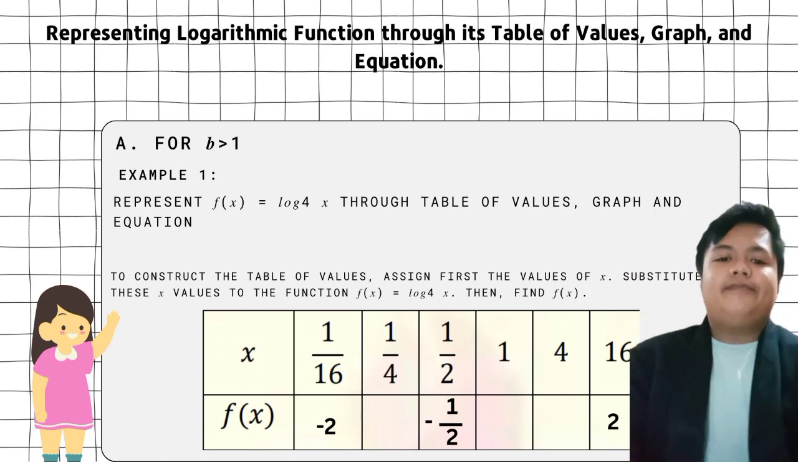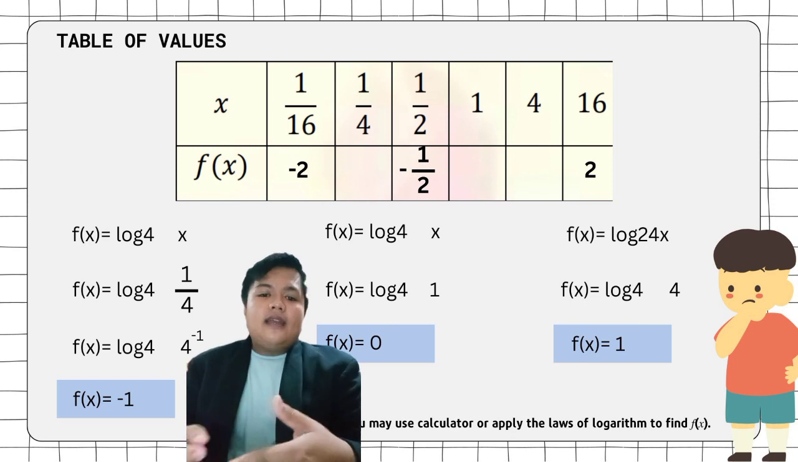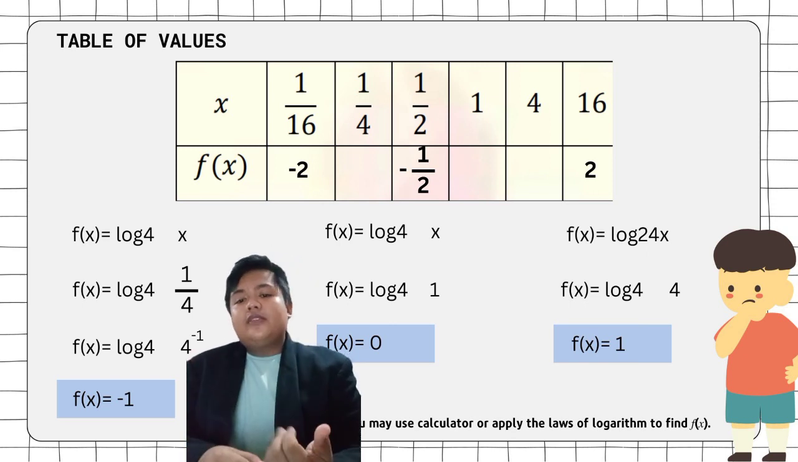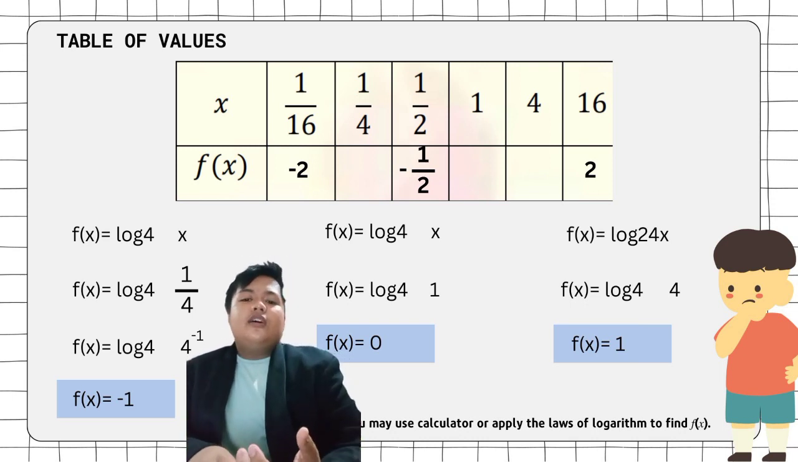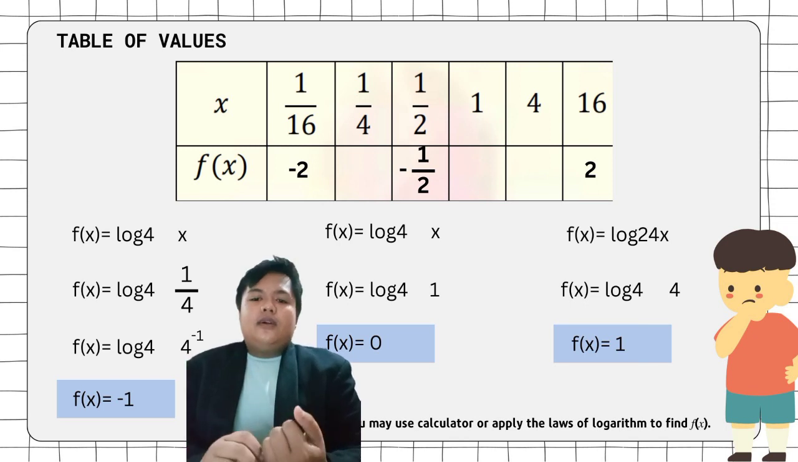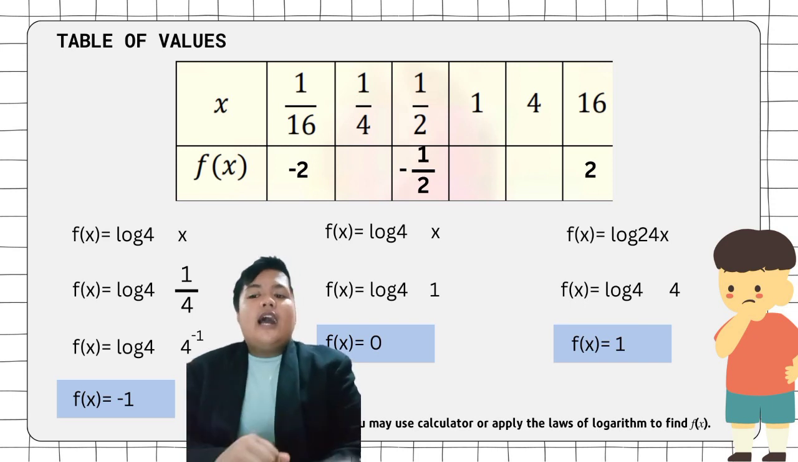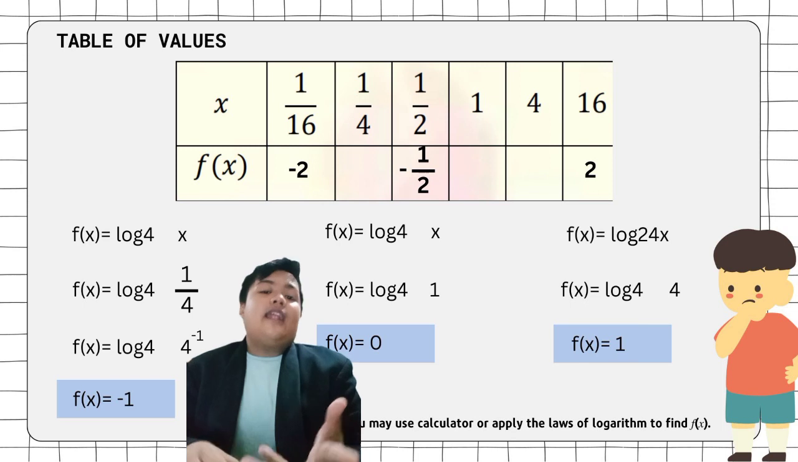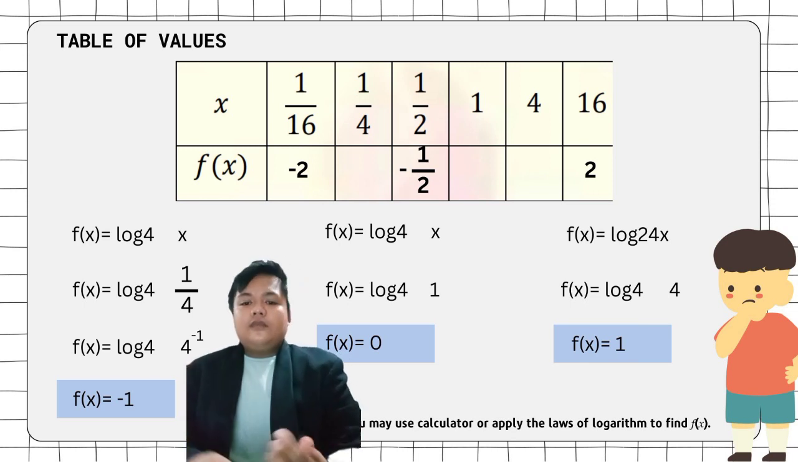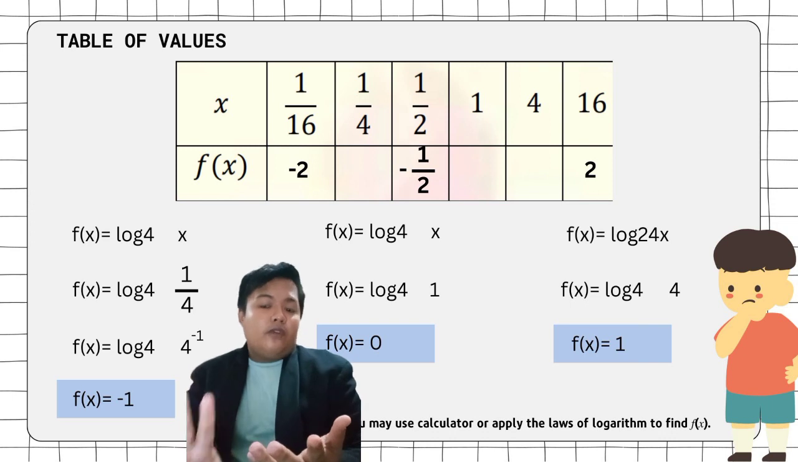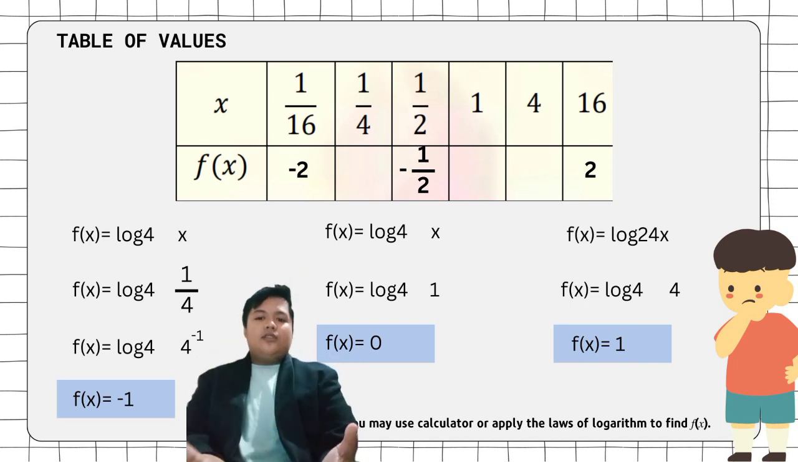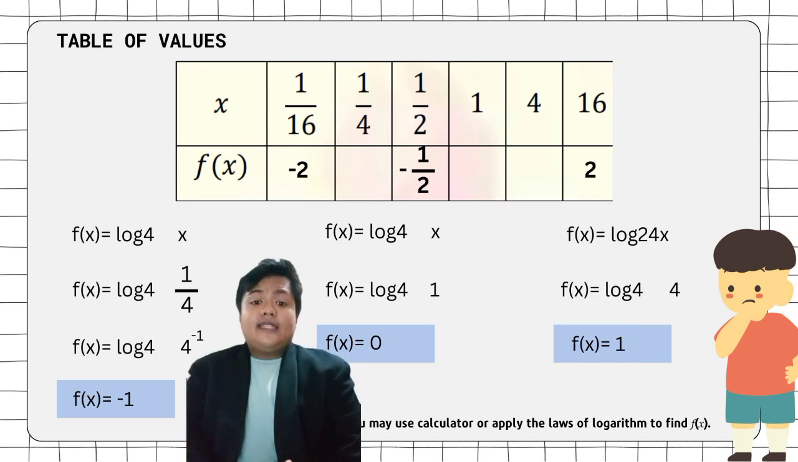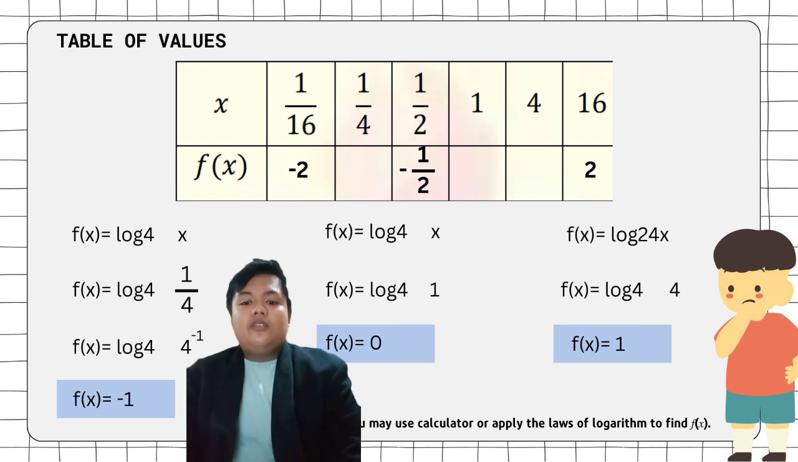Yan lang gagawin natin. Nakikita nyo na ang mga value ng x natin is given na. So, ang hanapin na lang natin is yung f of x ng 1/4, 1, and 4. So, paano ko siya nakuha? Ang ginawa ko is nag-substitute lang ako. Then, you can use your calculator or apply the laws of logarithm to find f of x. Yan. So, ang ginawa ko is, f of x is equal to log x base 4. Dun sa f of x, nag-substitute ko lang yung mga value niyan para makuha.